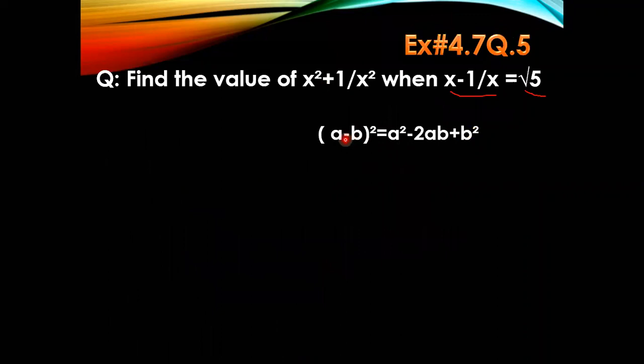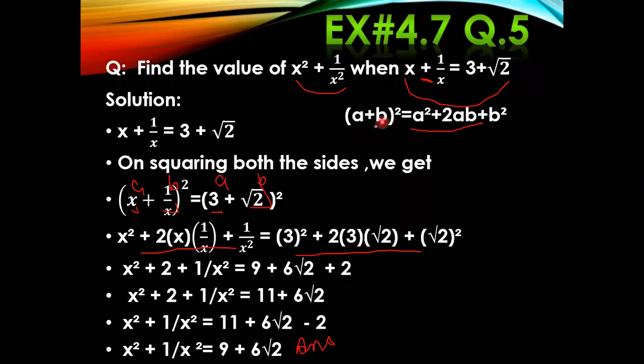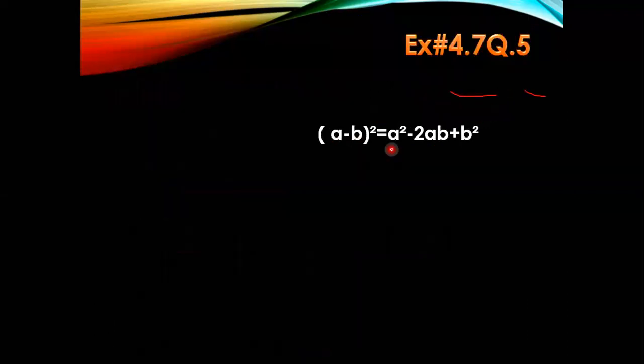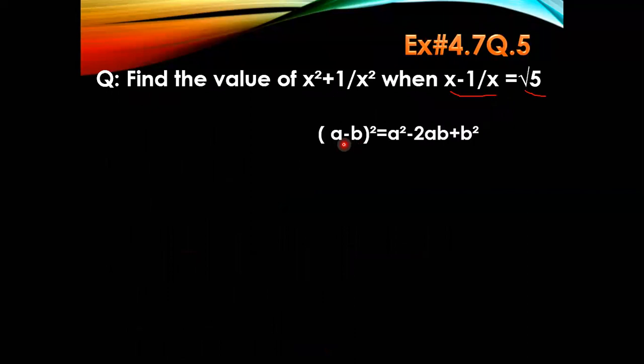For this, we are going to use the formula of this one, not the plus one. Okay, I am repeating again. Here we were using the formula a plus b whole square, but here we are going to use the formula a minus b. Why a minus b? Because here we have x minus 1 upon x, and as you know, this will be our term a and this will be our term b.